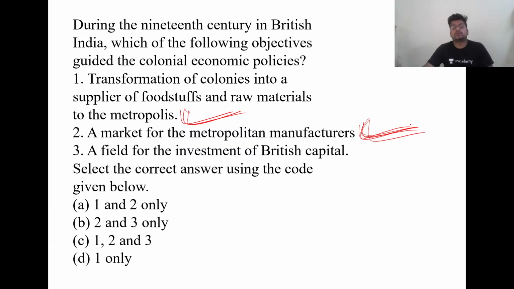British goods were sold in the Indian market at very low prices. Import duty was extremely low. And a field for investment of British capital. Yes, huge British capital was invested in India, in Indian railways. So these three options are right. This is the economic policy of colonialism: to get raw material from the colonies, to sell cheap goods, and to invest British capital. So answers 1, 2 and 3 are all correct.